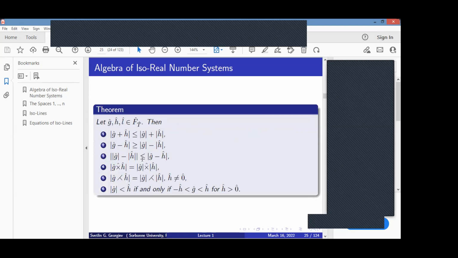Also, we have the following inequalities for the modulus of the sum and the difference of two iso-real numbers. The first inequality is given with this, the second one with this one, the third one with this one. When we have iso multiplication, then the modulus of iso multiplication is equal to the iso multiplication of the corresponding iso moduli. The iso division of the moduli is equal to the modulus of the iso division. And if the modulus of some iso-real number is less than the iso-real number Ĥ, this holds if and only if we have the following two inequalities for any iso-real number which is a positive iso-real number.